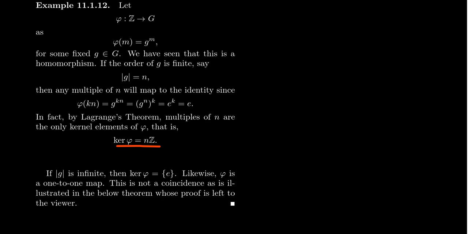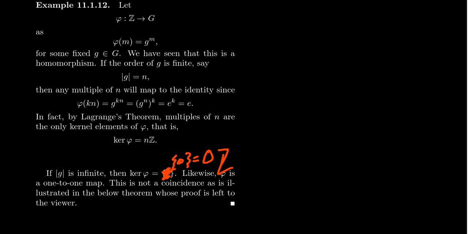The kernel of phi right here is going to be nZ, right? This right here is the cyclic subgroup of the infinite cyclic group here generated by n, right? So we get nZ right there as the kernel. That's if the order was finite. If the order of g, of course, is infinite, then there's actually nothing that'll map to the identity other than the identity itself. And so I should probably say this is just 0, because we're talking about the group of integers right here. If you want, this is actually 0Z. You could say that by multiples of zero, right?